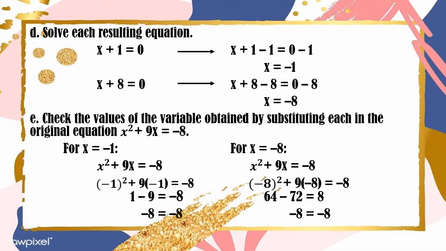So negative 8 times negative 8 equals 64. Then positive 9 times negative 8 equals negative 72. So again, subtract. 64 minus 72 is equal to negative 8 equals negative 8.